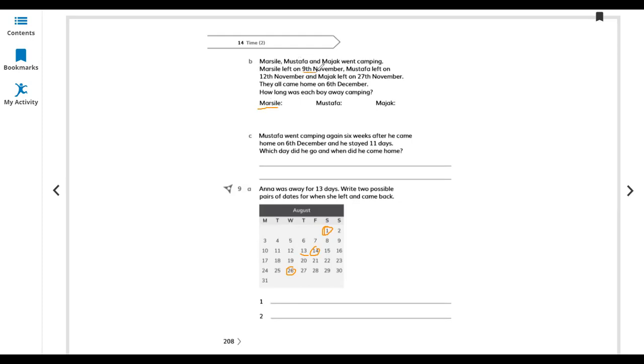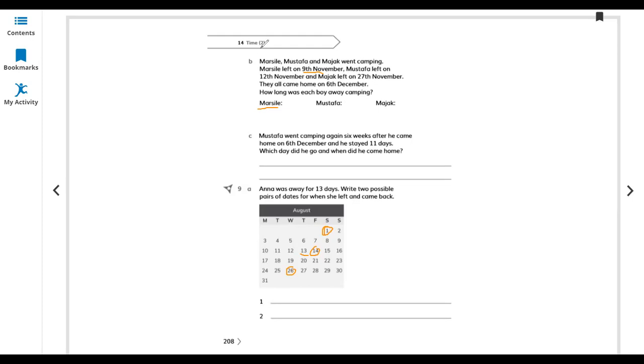Marcel left on 9th November, and they all came back on 6th December. From 9th November until 6th December: 9th November to 9th December is 1 month complete. And then it's the 6th December, so we go back. We will write in weeks because it's less than a month.